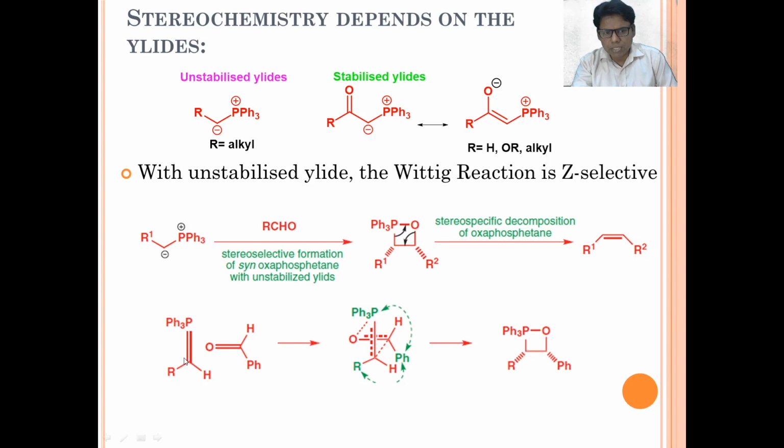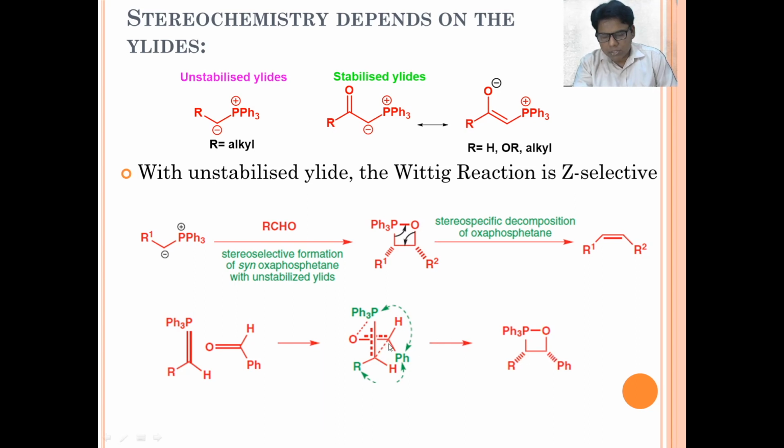See, PPh3 and carbonyl, they approach each other perpendicular to each other like this. One is like this and second is like this. So we get a structure something like this in which the bulkier groups PPh3, R, Ph, they are farther away from each other. So just imagine this structure: phosphorus, oxygen, carbon and carbon.